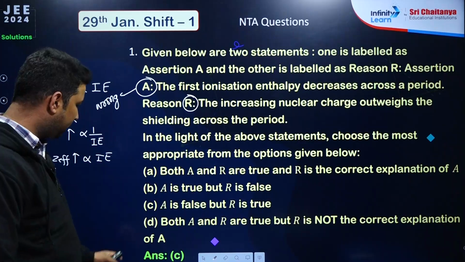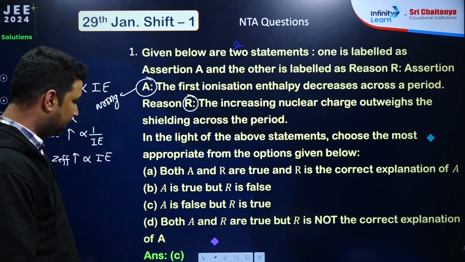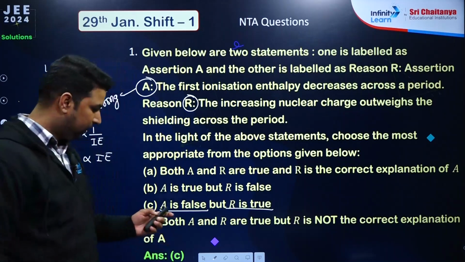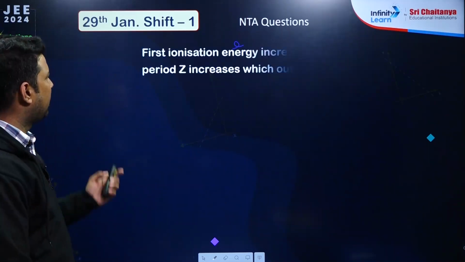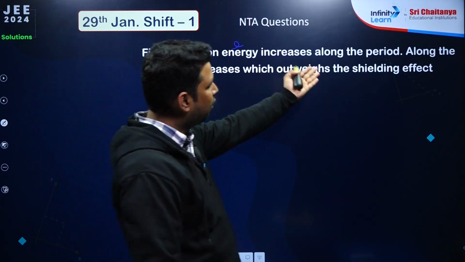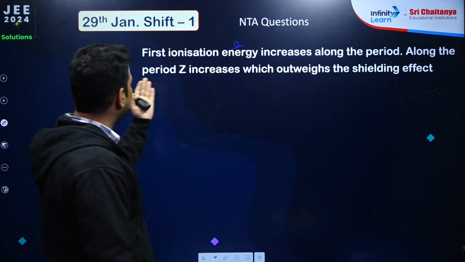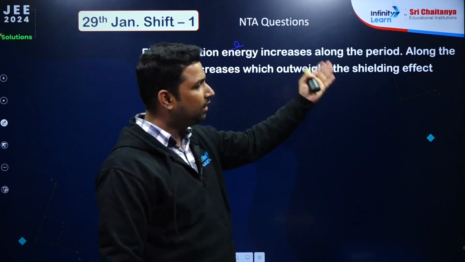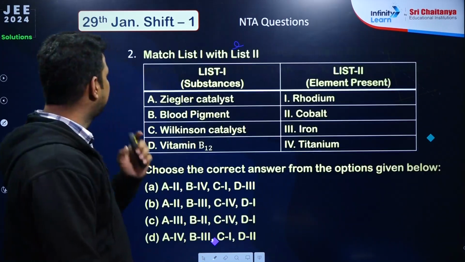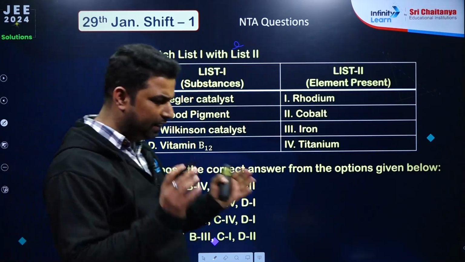So what would be the answer? Answer would be C. C option says A is false definitely, but reason is true. So this is the solution, and it is written there that first ionization energy increases along the period. Along the period, Z increases and overweighs the shielding effect. So it was the first question. Okay, let's move to the second. It was a very nice question.